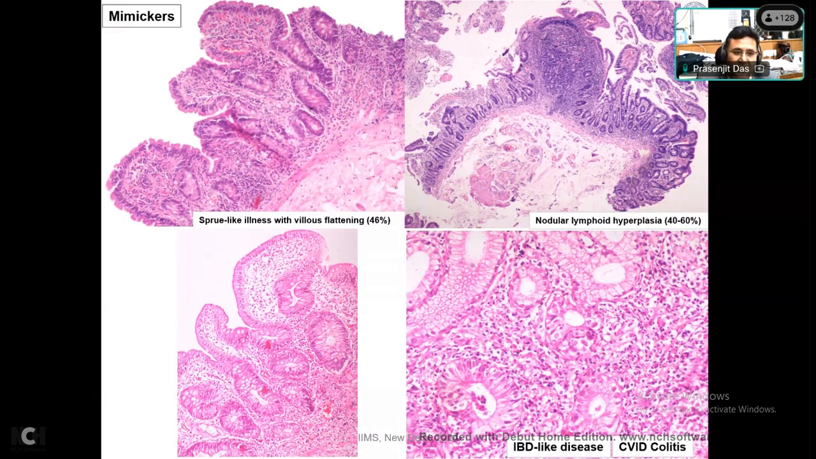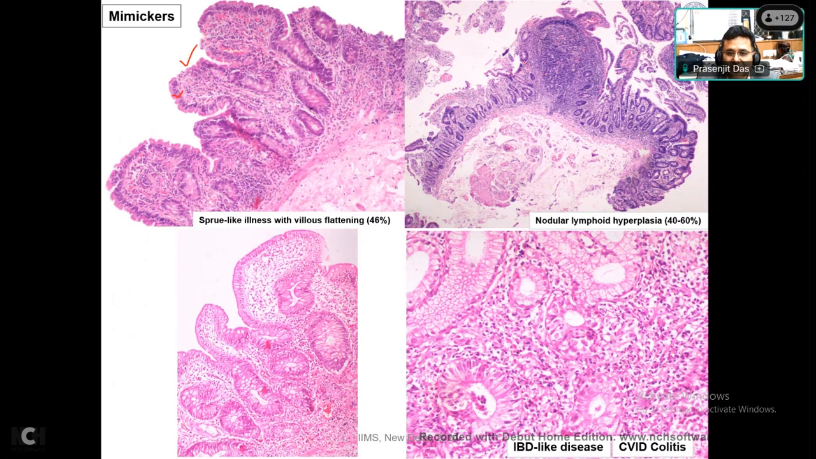It has three types of presentation. One is sprue-like. Sprue means like what we see in celiac disease, features of enteropathy. There will be increased intraepithelial lymphocytes, the crypt to villus ratio will be somewhat flattened, and there will be crypt hyperplasia. So in CVID, when the patient is immunocompromised, there are no normal immunoglobulins and no plasma cells, and the patient will have recurrent infections. So one is the sprue-like presentation.